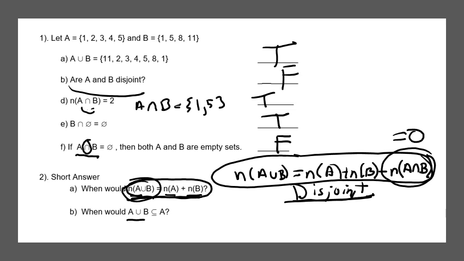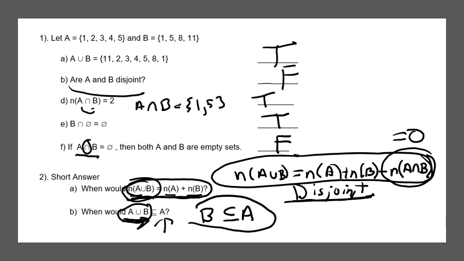When would the union of two sets be a subset of one of the two sets? See, A union B is a subset of A. If A union B is a subset of A, that means everything in B must be contained in A. In other words, B would have to be a subset of A. Again, the reason why? Because everything here would have to be contained in A. We already know A is contained in A, so everything in B must be contained in A.